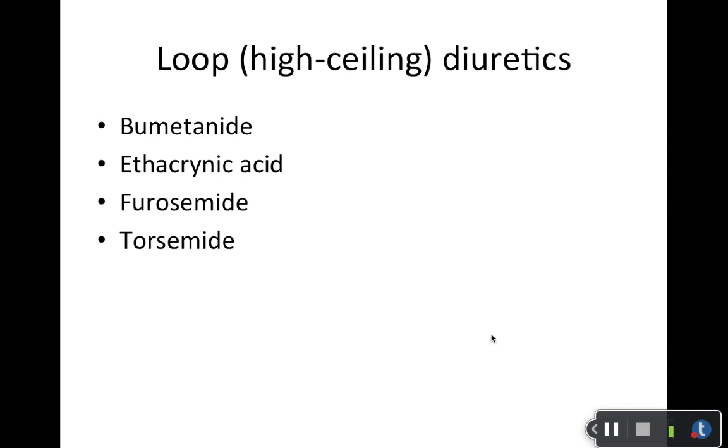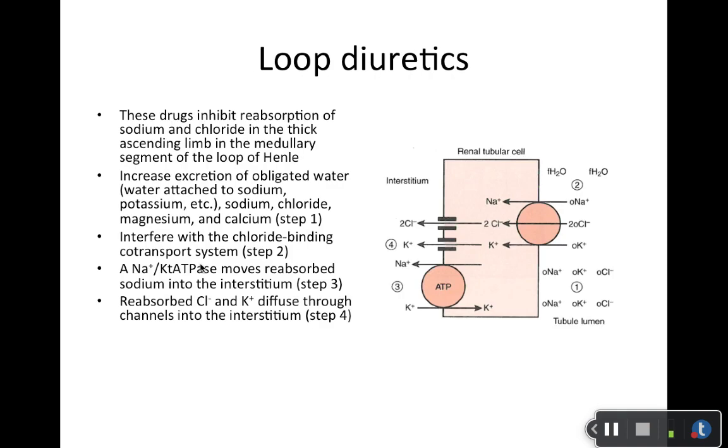High ceiling is just another way of saying that they have profound diuresis. So you'll notice these are the ones that are more potent, is another way to think of it. We have the list here. Please make sure you know those. Mechanism of action here.